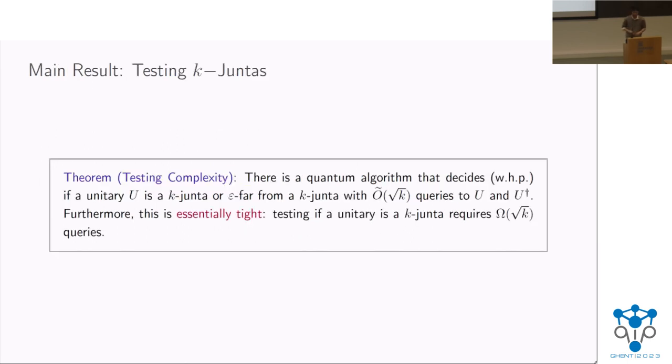Okay, so I'm going to talk about the two sets of results. One on testing, one on learning. And here's to start off the testing result. Essentially, we show that there's an algorithm that takes close to square root k queries to do testing, to test if a unitary is a k-Junta or far from k-Junta. Furthermore, we also show a lower bound for this. So it takes at least square root k queries in order to do this problem.